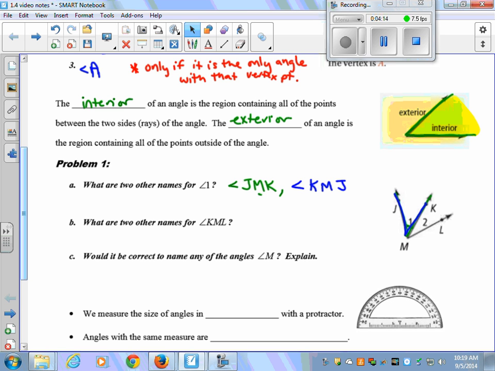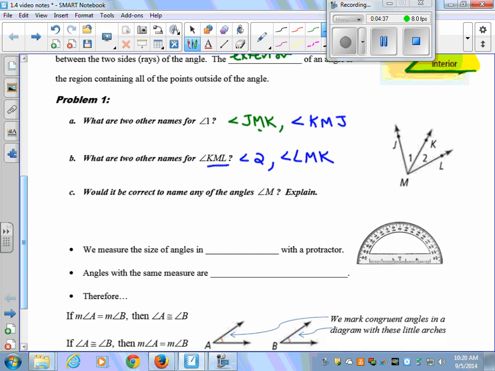Okay, the second question here says, what are two other names for angle KML? Guys, pause the video for a minute and think of the two other ways of naming angle KML. Come back and check your answer. And you should have come up with angle 2 and angle LMK, just reversing those letters.